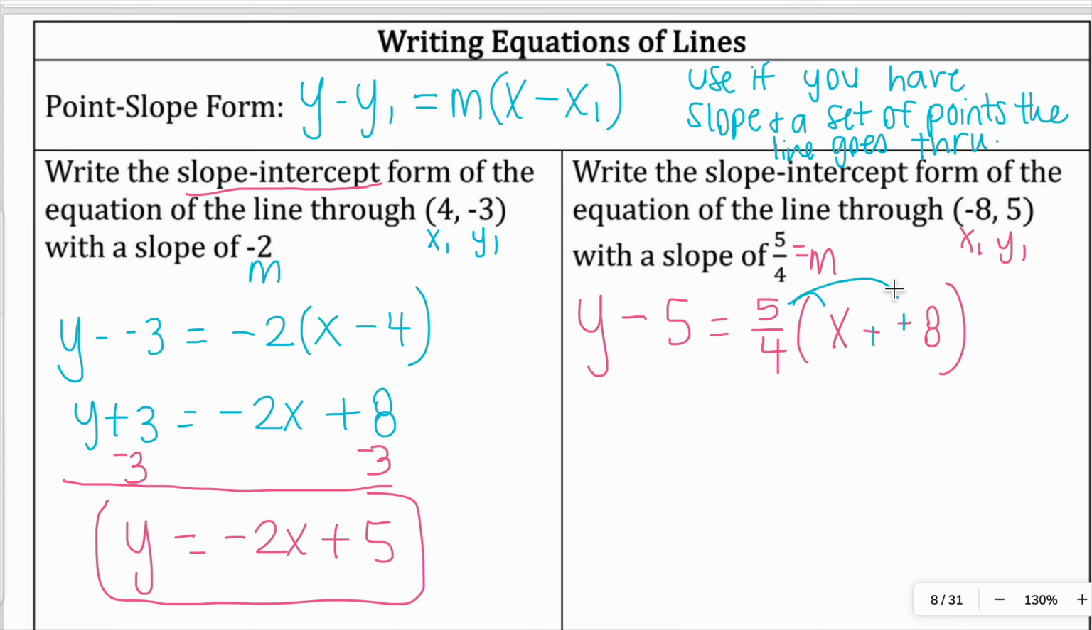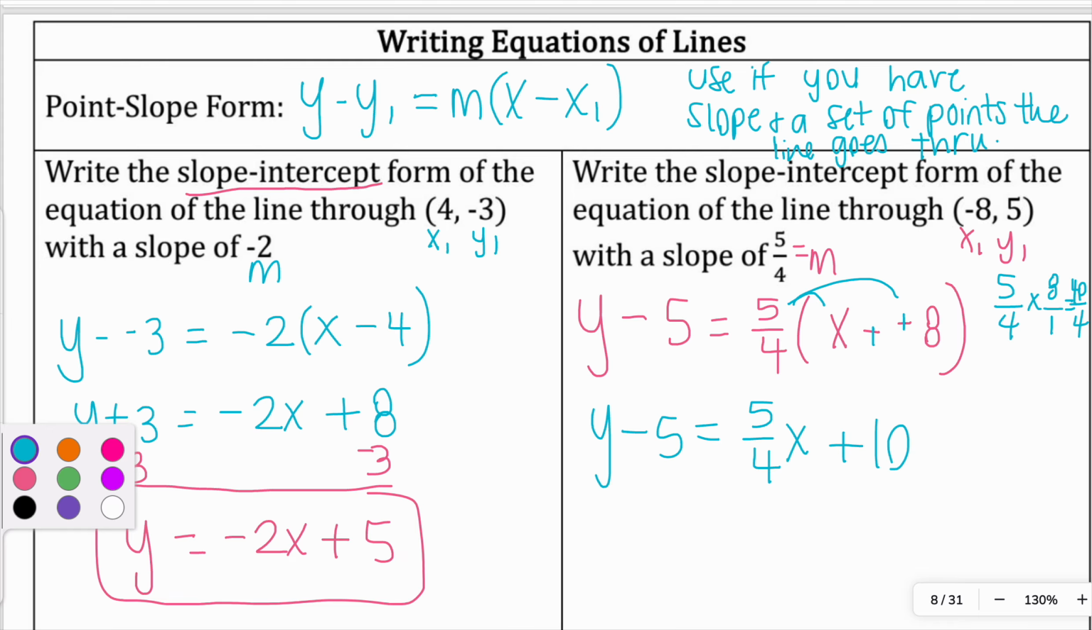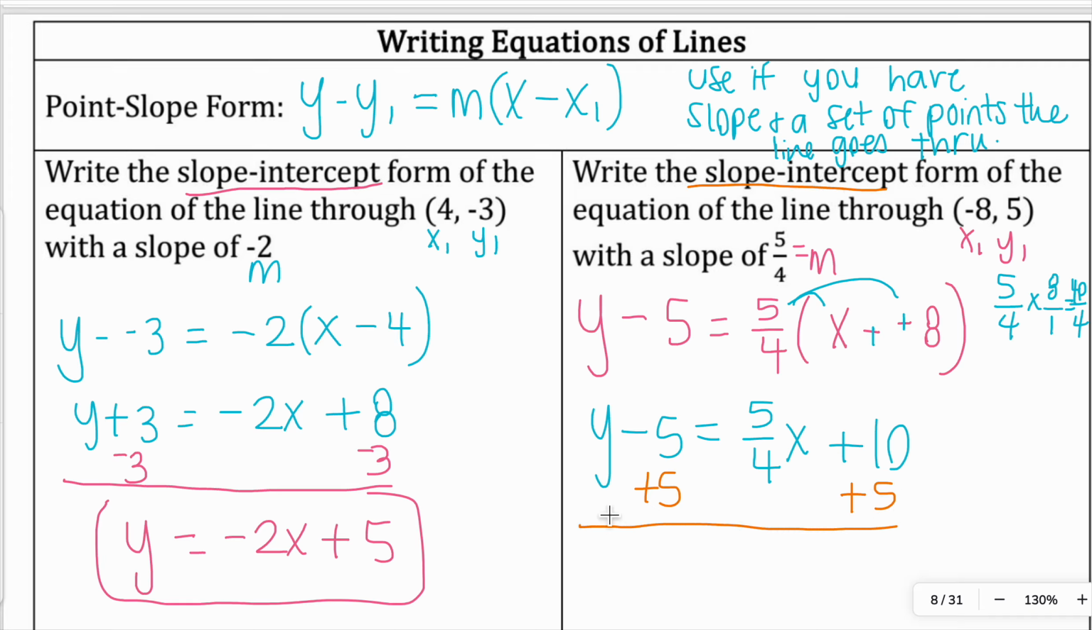Don't freak out about distributing a fraction here. This is 5/4 x, and then 5/4 times 8 is like saying I'm going to multiply 8 by 5, which is 40, and then divide by 4. So that's going to give me a positive 10. So now I have this, y minus 5 is equal to 5/4 x plus 10. I'm going to add 5 to both sides to get y by itself, because again, I want that in slope-intercept form. Y is equal to 5/4 x plus 15.